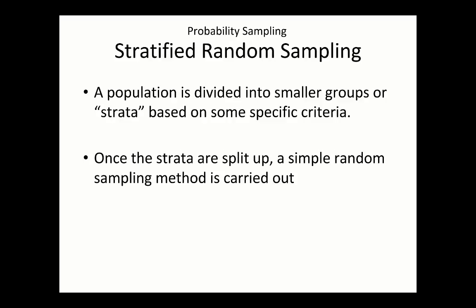Stratified sampling is a method where a population is divided into smaller, non-overlapping groups or strata based on some specific criteria. Once the strata are split up, a simple random sampling method is carried out. For instance, you might split males and females into separate strata and select 20 males and 20 females from the respective strata using a simple random sampling process.